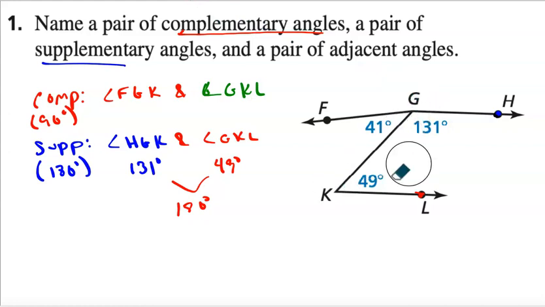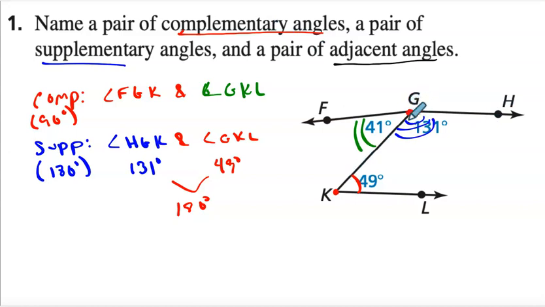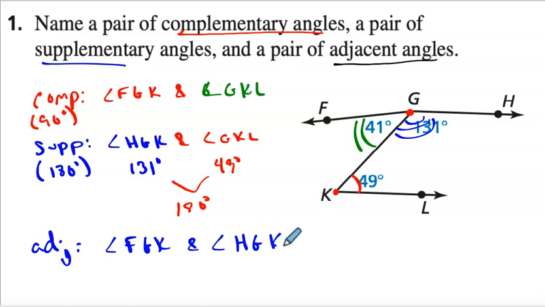And then lastly, I'm just going to erase what I have. The last piece here is adjacent angles. They have to share the same vertex. I see this angle here. This is the vertex. There are no other angles that share that vertex K, which leads me to believe that my adjacent angles are going to come with this one. So FGK and HGK both share the vertex of G, common side of GK. So the adjacent angles are angle FGK and angle HGK.